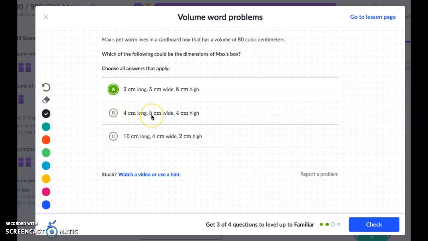4 times 5 is 20, and then 20 times 4 is 20, 40, 60, 80. So letter B also works. Let's try C. 10 times 4 is 40, times 2, 40 times 2 is 80. So all 3 choices work in this question.